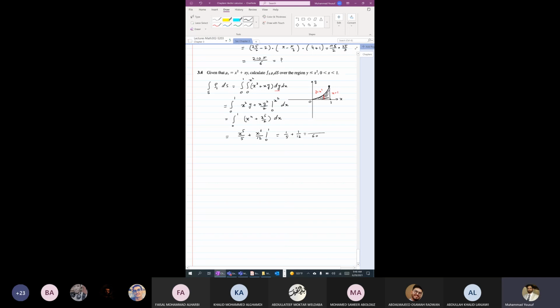And 60, here is 12, here is 5. So 17 over 60 is the answer for this part. Any question in making the figure, in setting up the limits? And this is nothing more than Math 201.